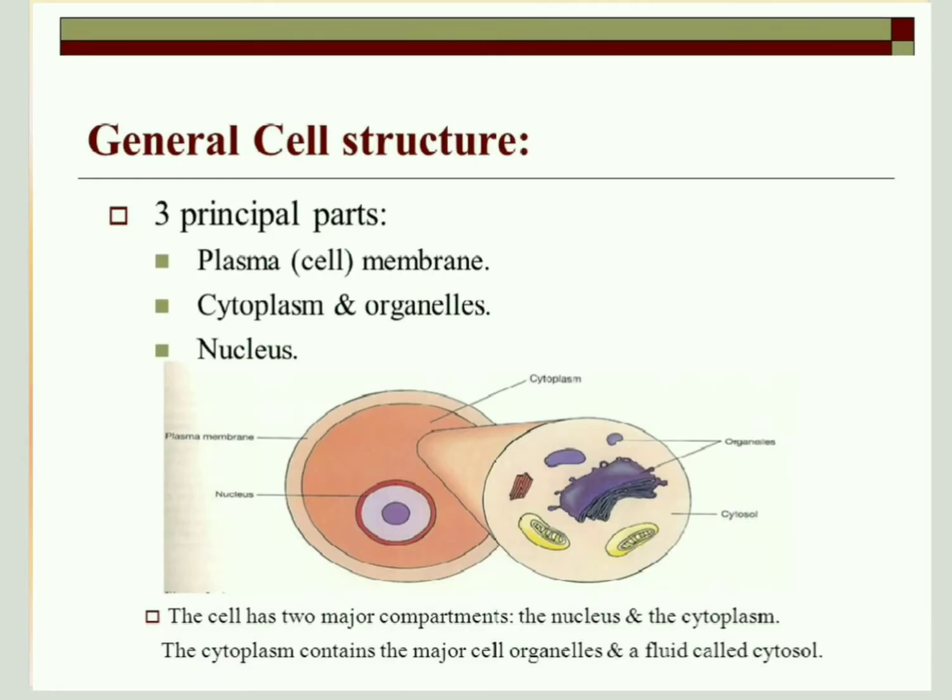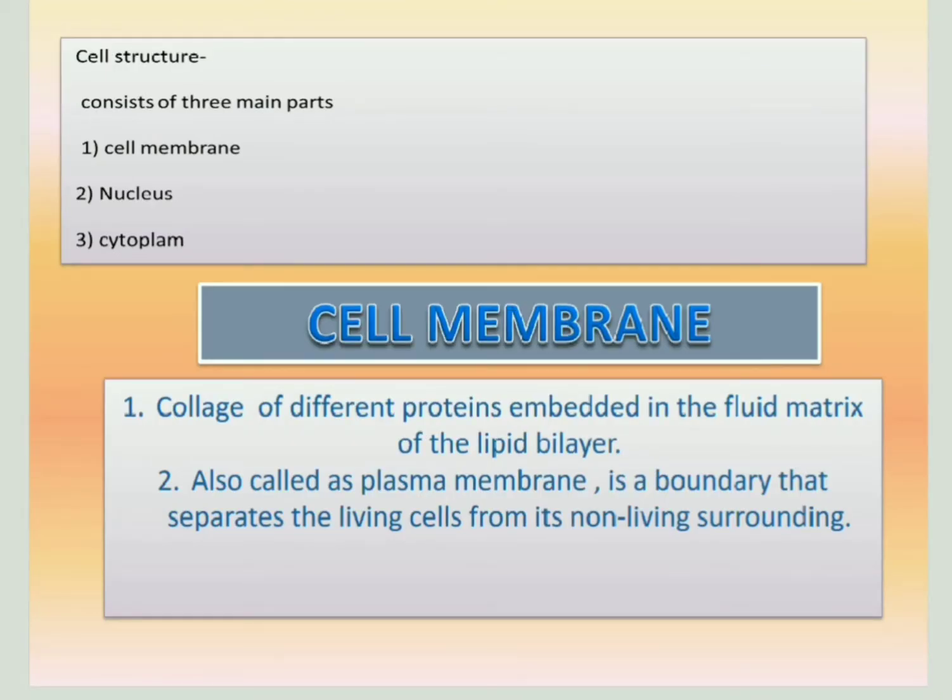So these are the three principal parts which constitute the cell structure. The first one is the cell membrane, also called the plasma membrane, then the cytoplasm where the organelles are embedded, and the nucleus. In detail, the cell membrane or the plasma membrane is a boundary or covering that separates the living cell. It protects the material inside it from its non-living surrounding, the external environment.